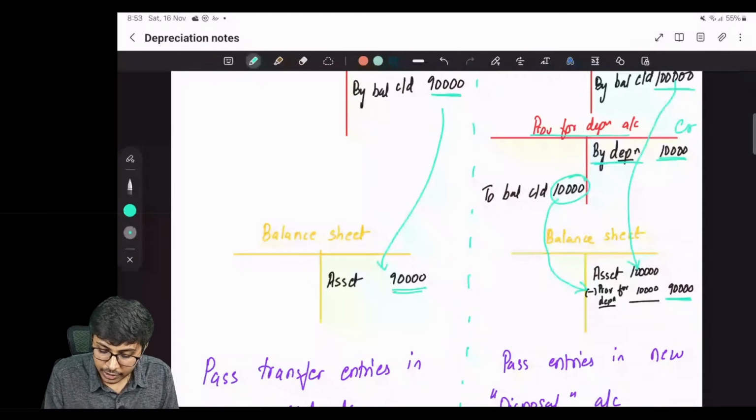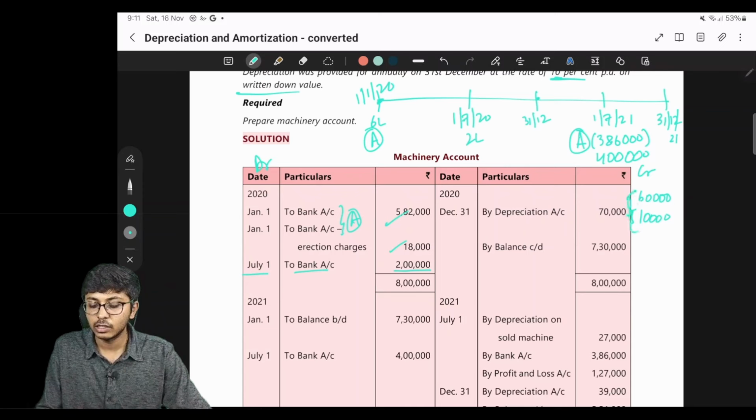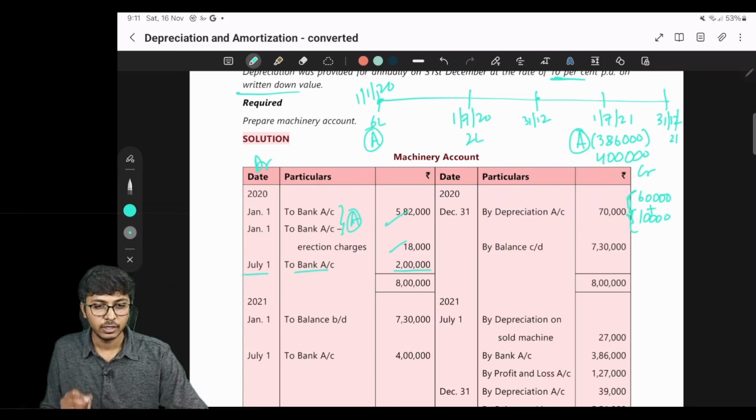And there will be one more asset which I bought for 2 lakh rupees. For this, should I provide depreciation for the entire year? No, I bought it only on 1st July, so I'll provide depreciation only for 6 months, correct? So 2 lakh into 10% will be 20,000, but for 6 months, so it will be 10,000. So this 70,000 is nothing but 60,000 plus 10,000. Did you get it?